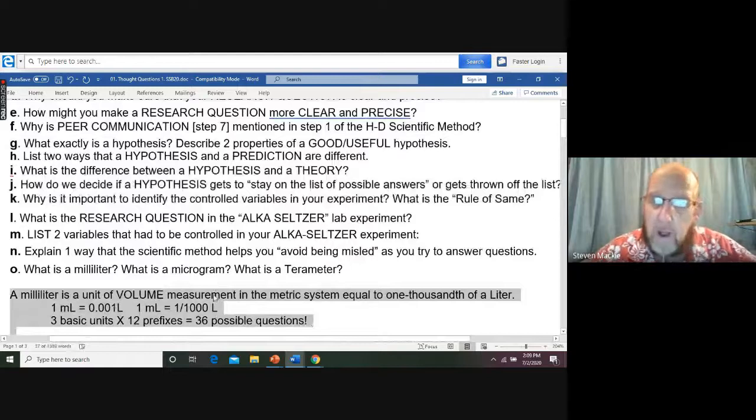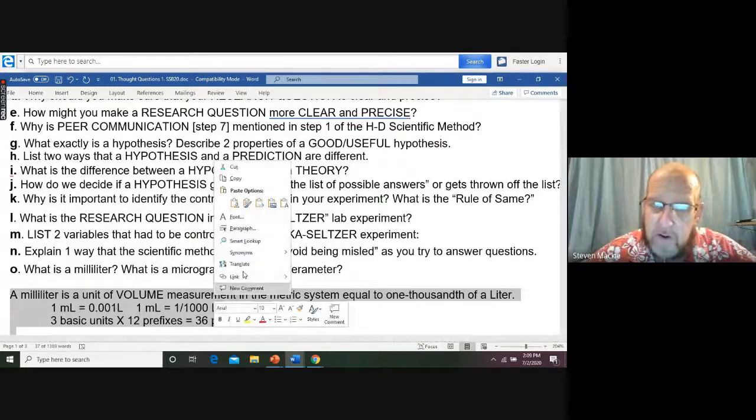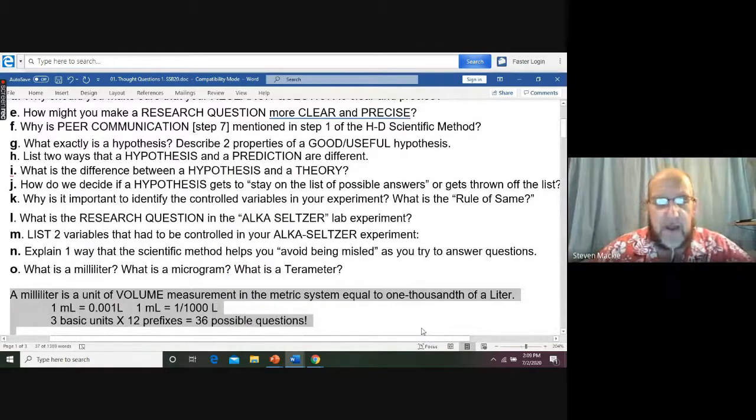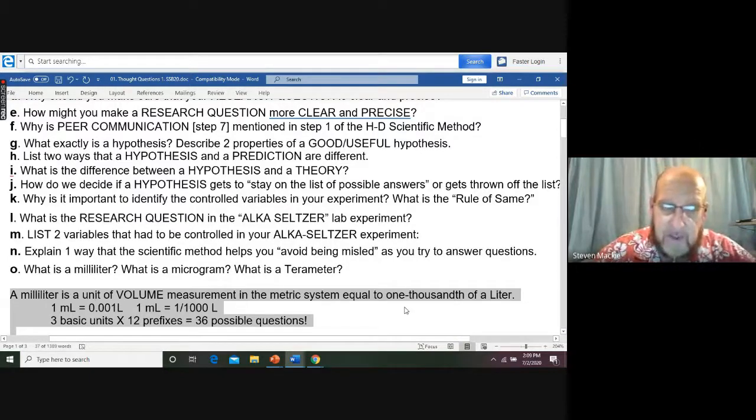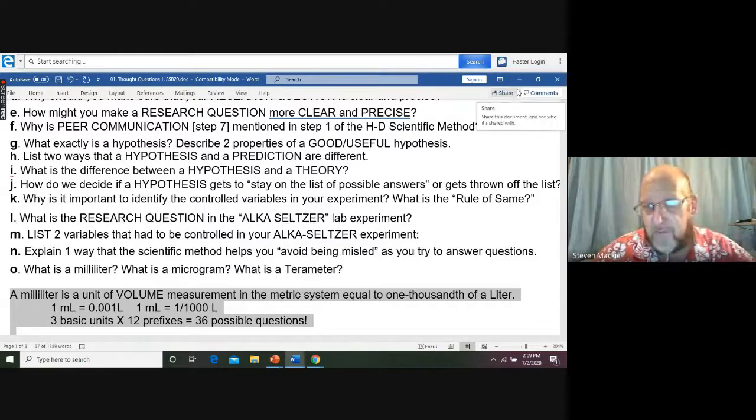So while everybody's looking at these notes here, can I answer any questions about how I've defined this here? There's more than one way to define it correctly, okay? The first way I wrote, a milliliter is a unit of volume measurement in the metric system equal to 1/1000th of a liter. Well, that's like the Wikipedia definition. But the bottom line is that you need to know these prefixes, of course.